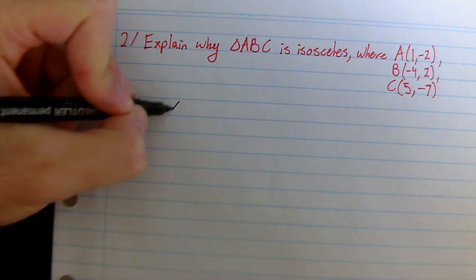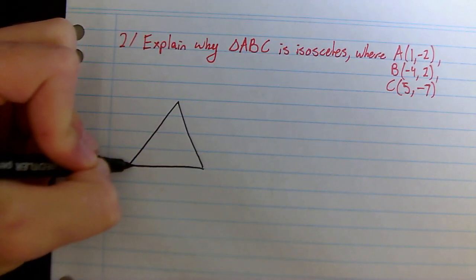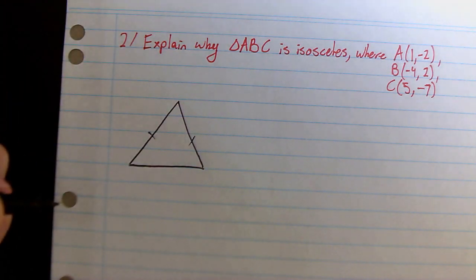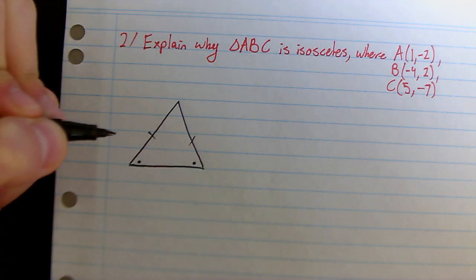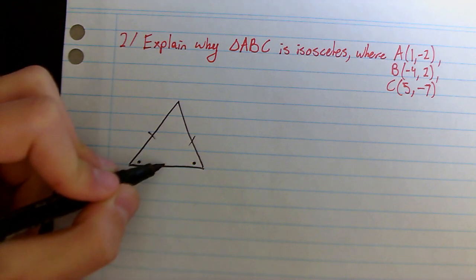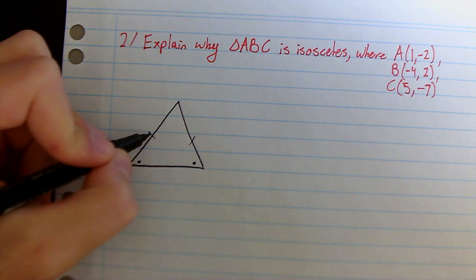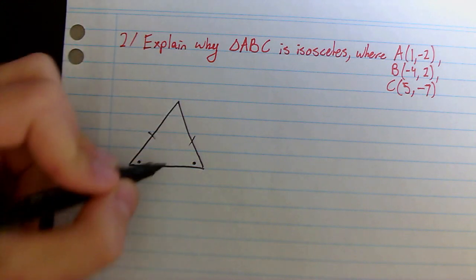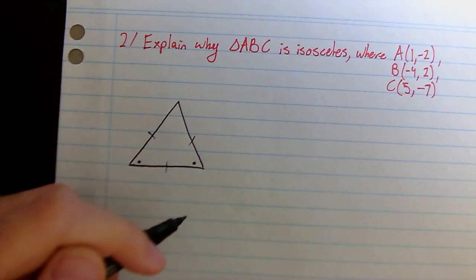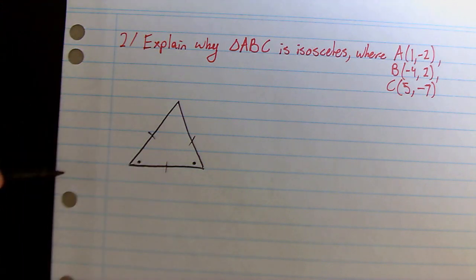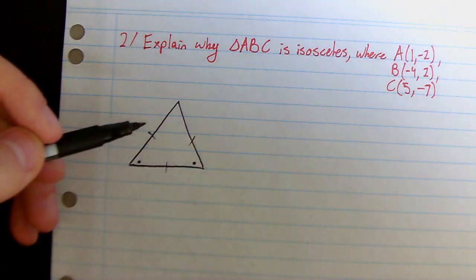So we can have some sort of triangle here, where these two sides here are equal, and these two angles over here are equal. This side over here can also be equal, but it doesn't need to be for it to be an isosceles triangle. If this side is in fact equal to the other two, then it will just be an equilateral triangle, which is another form of isosceles.